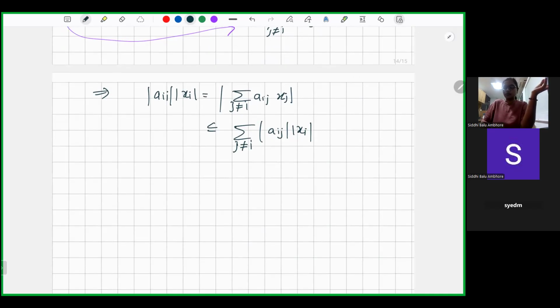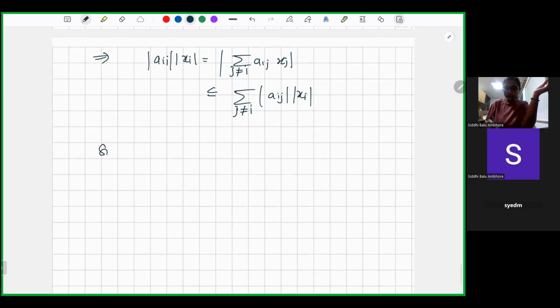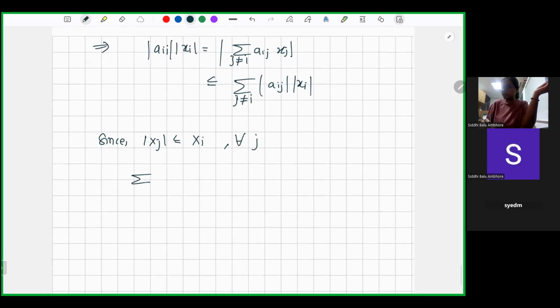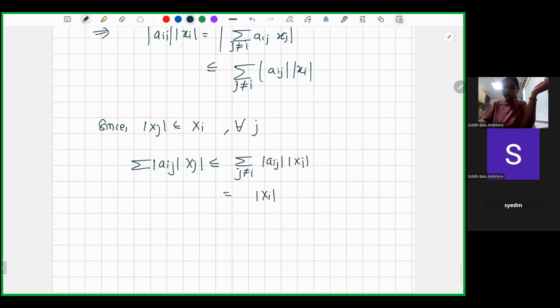This I hope you all know. And since |x_j| is less than or equal to |x_i| for all j, I will get that the summation of |a_ij| |x_j| will be less than or equal to the summation over j not equal to i of |a_ij| |x_i|, and I'm just taking this |x_i| common.